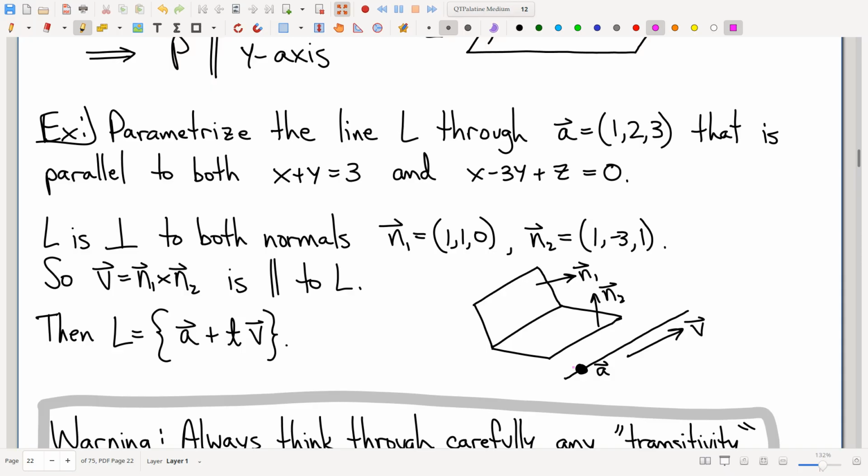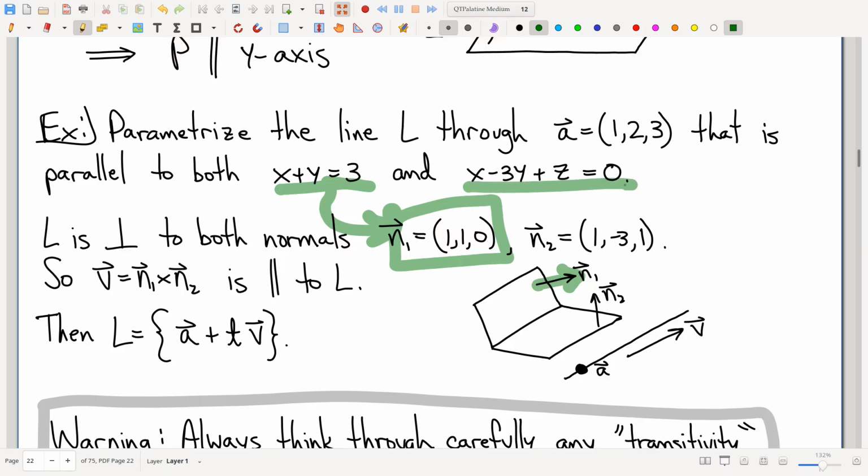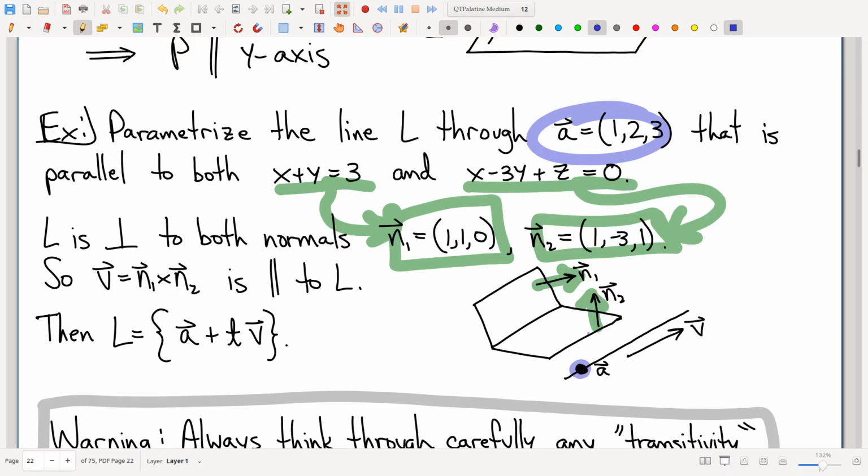Okay, so what do we have geometrically here? Well, this equation allows me to infer that first normal vector. Again, you can read the coefficients to produce the normal vector. Likewise, this gives me that normal vector. So geometrically, I have these normal vectors N1 and N2. Oh, and of course, let's not forget I have this point, A. That's all I have.